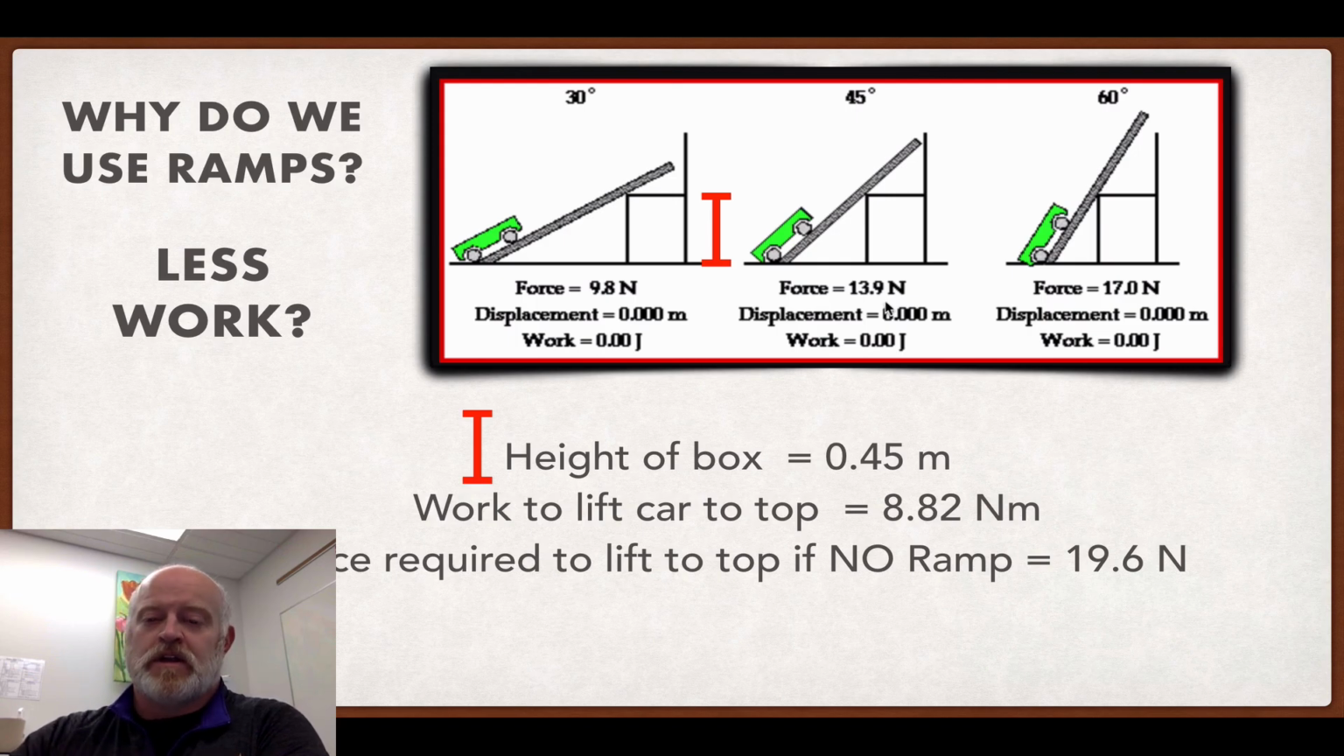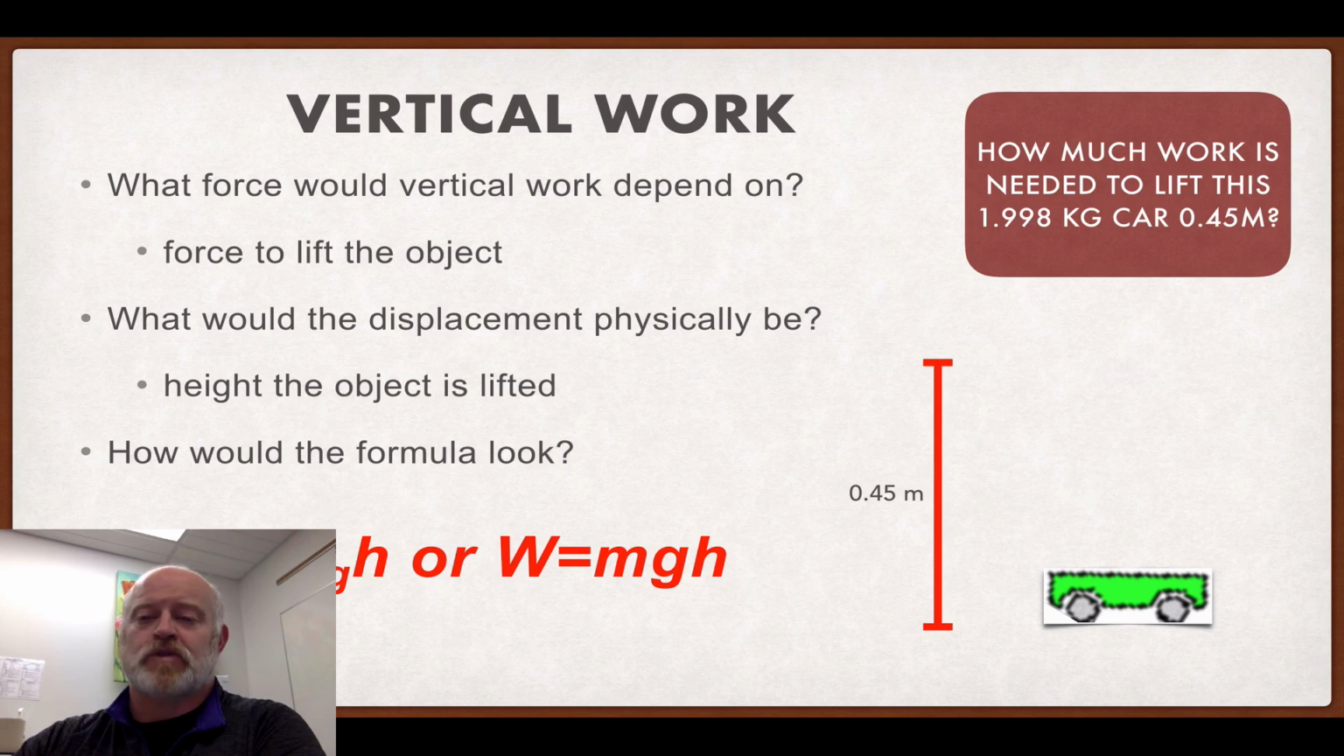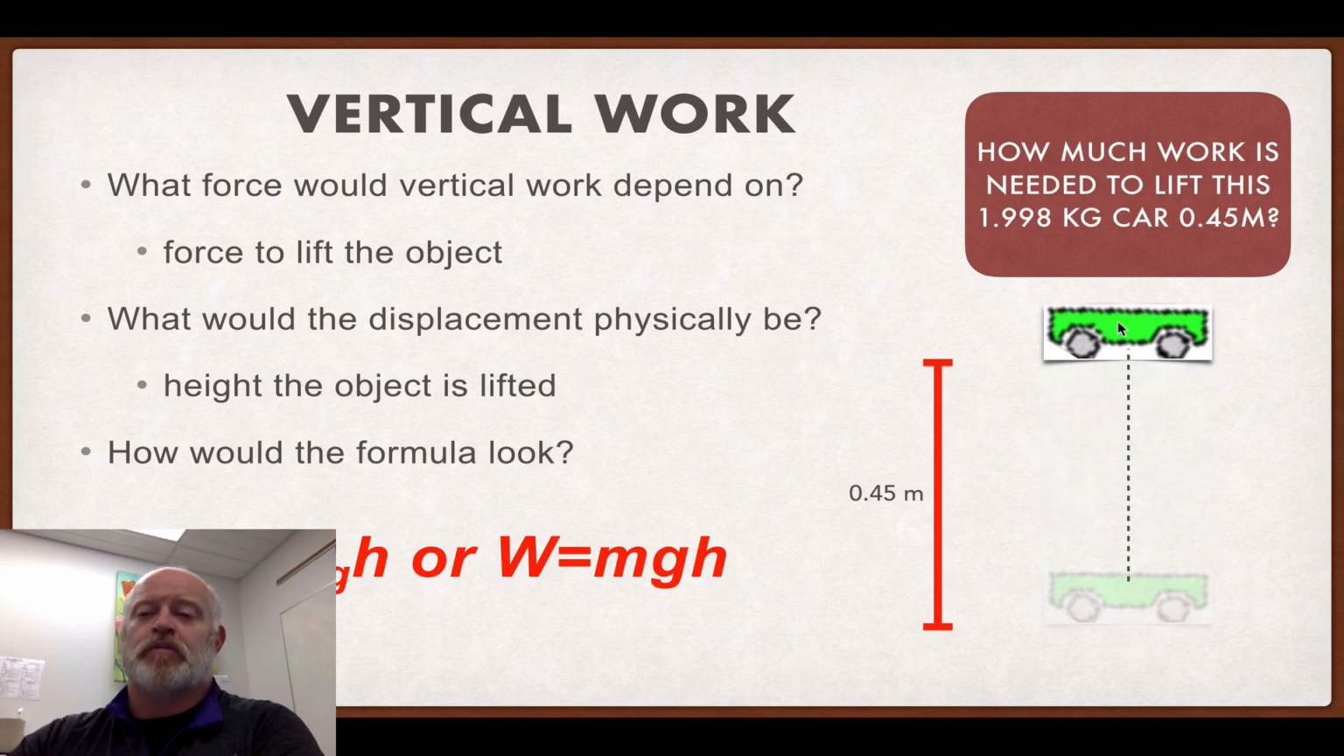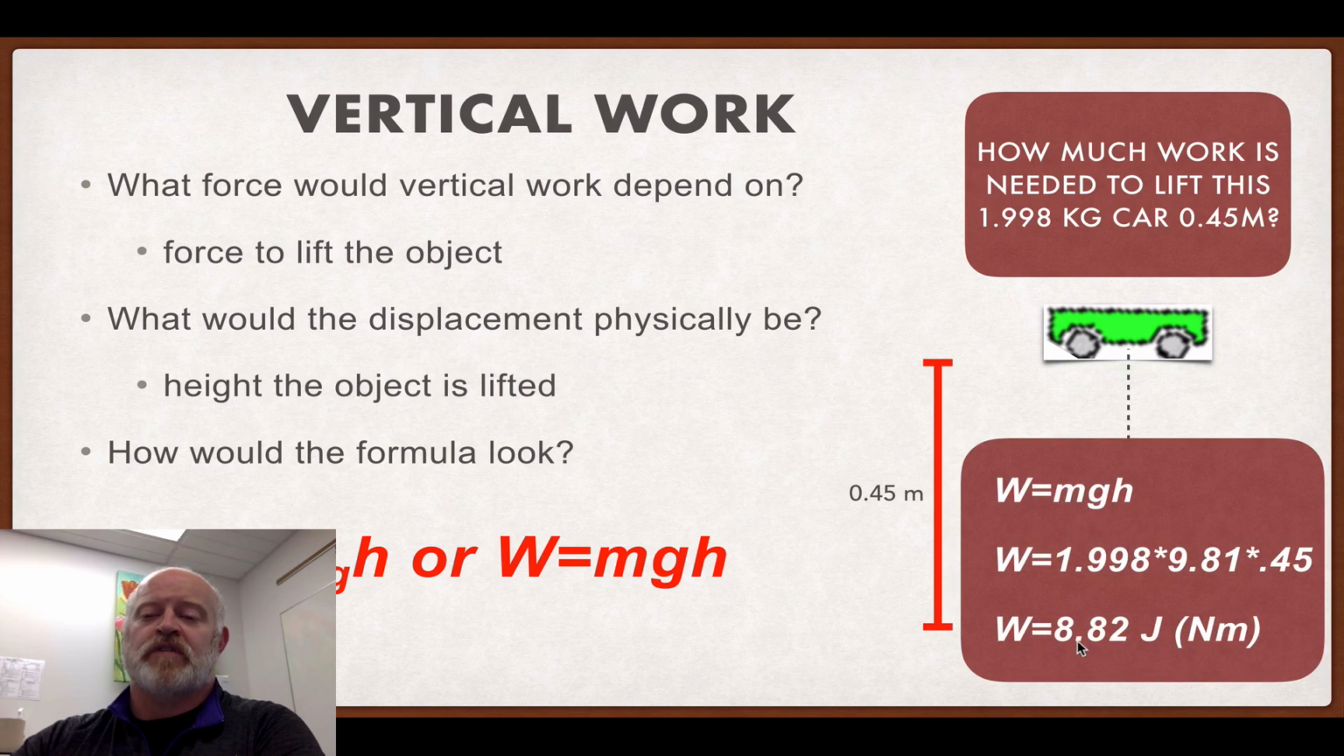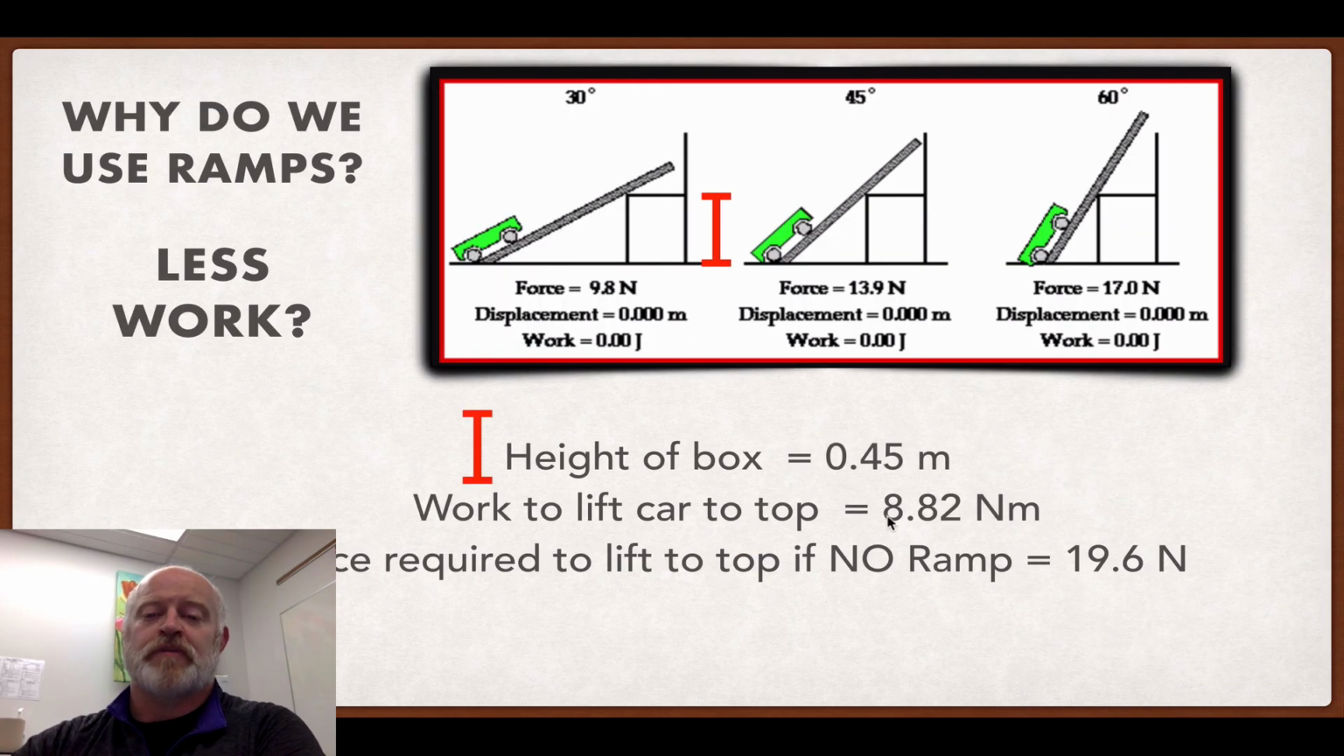Now, from our previous slide, we already know that if we're going to lift this car 0.45 meters, we've already solved that it's going to be 8.82 joules of work. So to lift it straight up was 8.82 joules of work, or 8.82 Newton meters of work, to lift it to the top. Okay, so let's take a look at what happens as we start to roll it up a ramp to a 30 degree, 45 degree, or a 60 degree inclined plane.